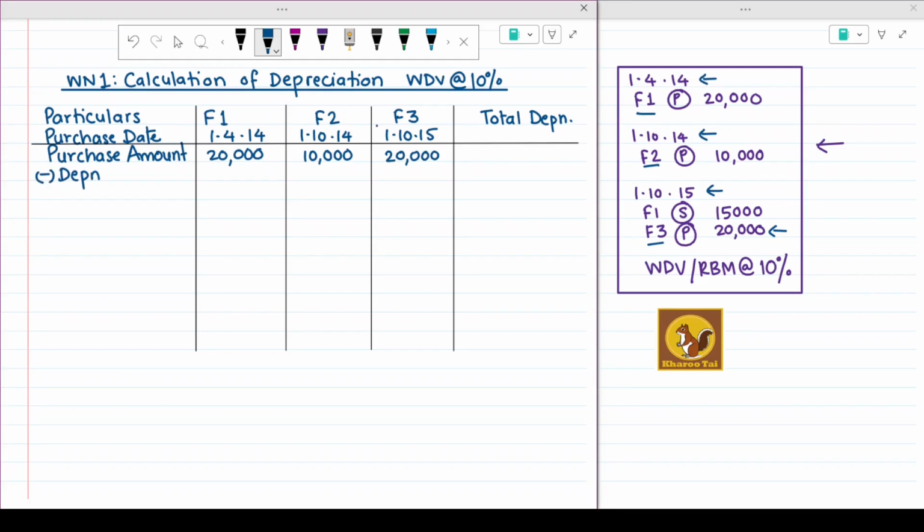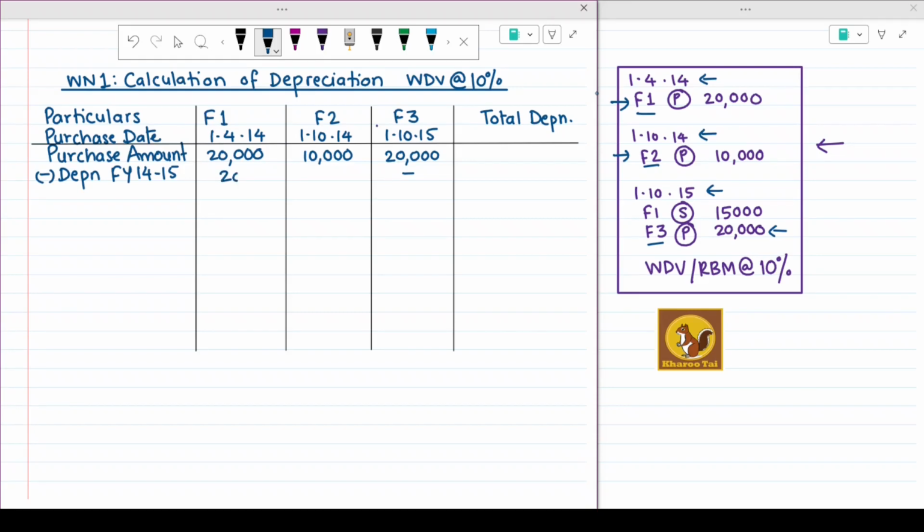Depreciation for first financial year is 14-15. FY 14-15. And depreciation rate is 10% on written down value. So in financial year 14-15 there are 2 furniture items, right, from April 14 to March 15. So we have these 2, F1 and F2. Third furniture was not there, so we'll put a dash there. And furniture 1 was used for the entire year, so the depreciation will be for full year on 20,000.